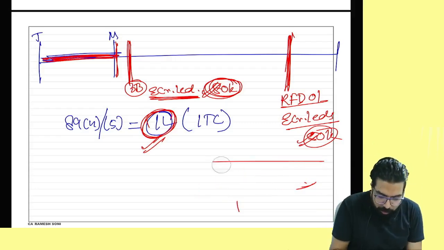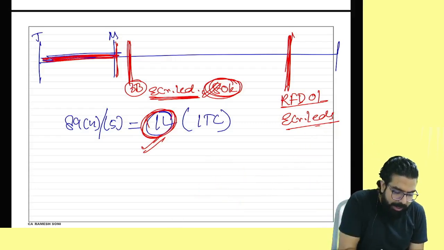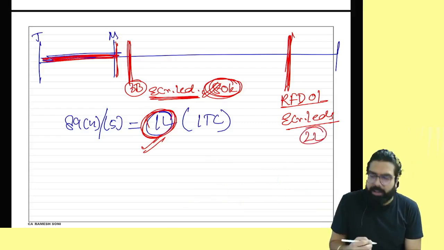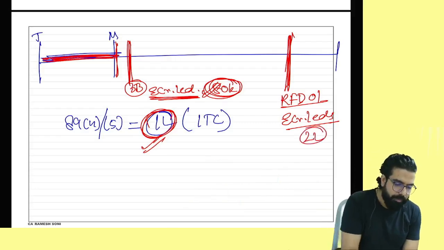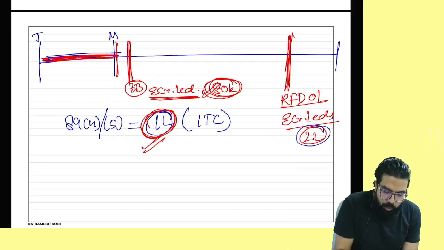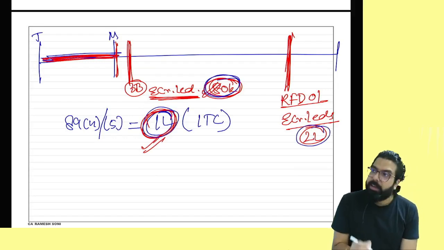Supposing I want to ask you, if here in the e-credit ledger it was 2 lakh rupees, how much will you get as refund? Maximum will be how much? 2 lakh, 1 lakh or 80,000? 80,000.